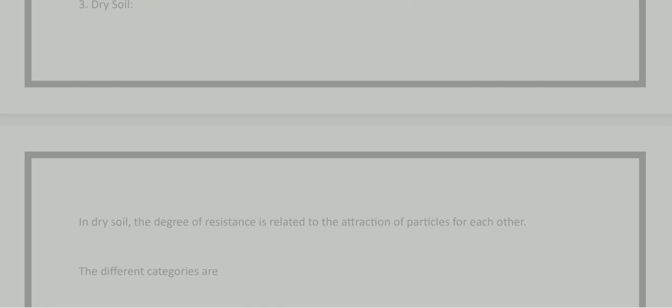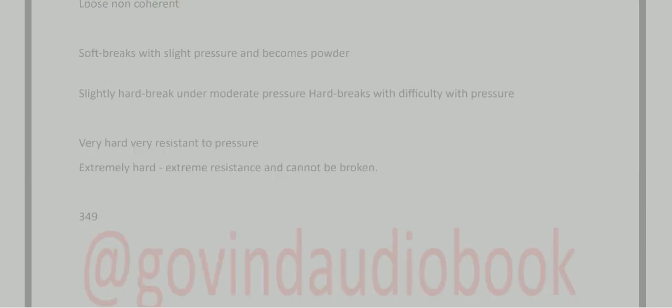3. Dry soil. In dry soil, the degree of resistance is related to the attraction of particles for each other. The different categories are loose, non-coherent; soft, breaks with slight pressure and becomes powder; slightly hard, breaks under moderate pressure; hard, breaks with difficulty with pressure; very hard, very resistant to pressure; extremely hard, extreme resistance and cannot be broken.